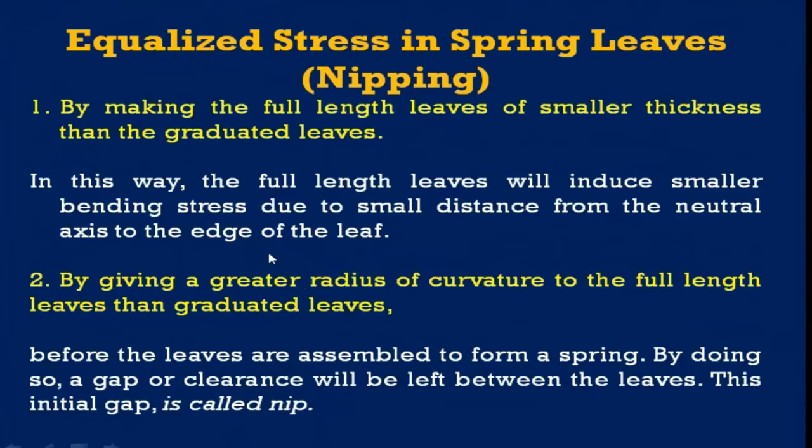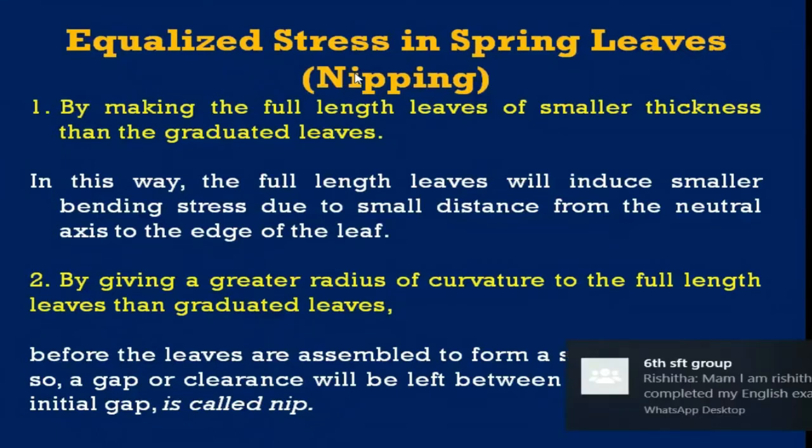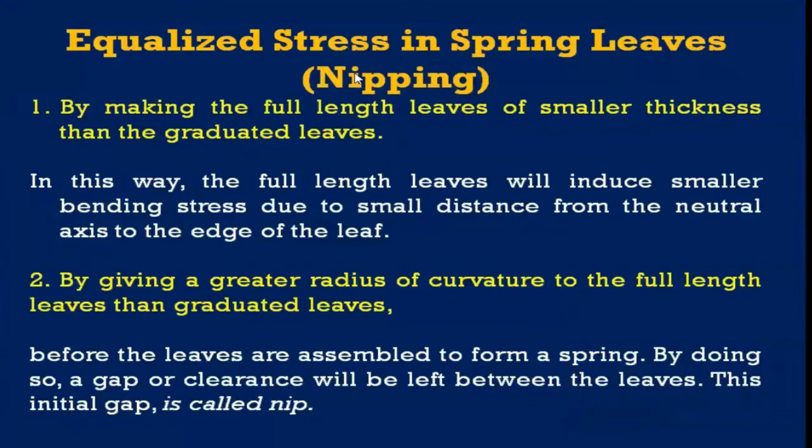So the first one is by making full length leaves of less thickness than graduated leaves. The first method to make the full length leaves stress equal to graduated leaves is by making full length leaves of smaller thickness than graduated leaves. The thickness of full length leaves should be smaller compared with the thickness of graduated leaves. Then what will happen if the thickness is reduced?